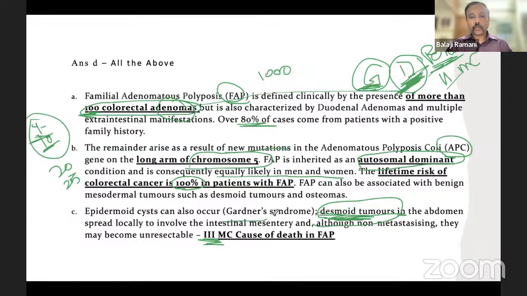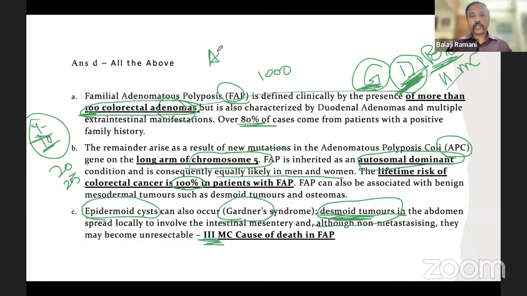Now, Gardner's syndrome is one where you will have epidermoid cysts and bony tumors. All this can happen. You've got the Turcot syndrome, you've got the Gardner's syndrome. Turcot's will also have the neural manifestations. So like this, many variations of FAP are there.